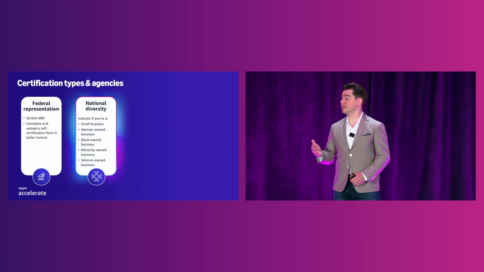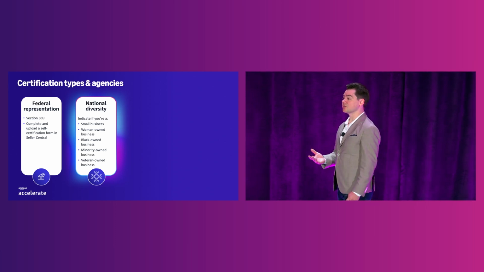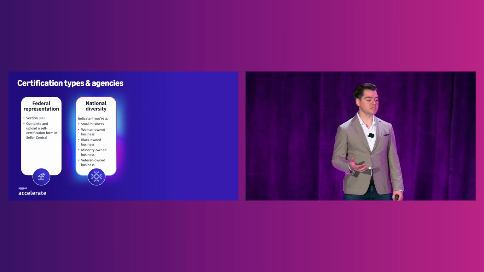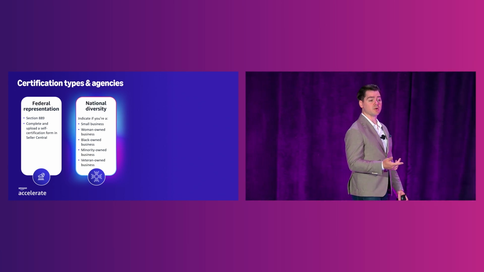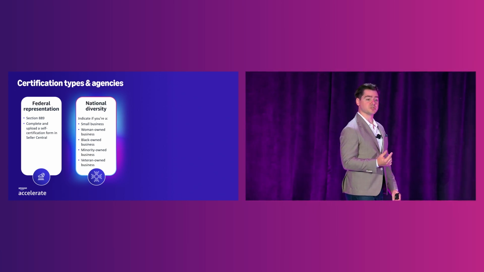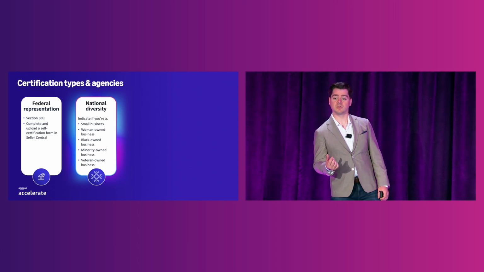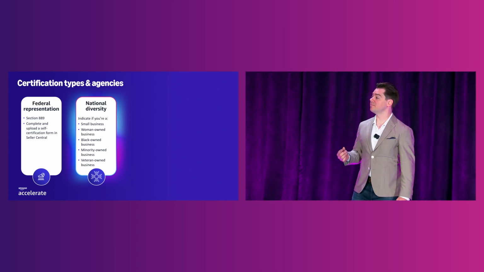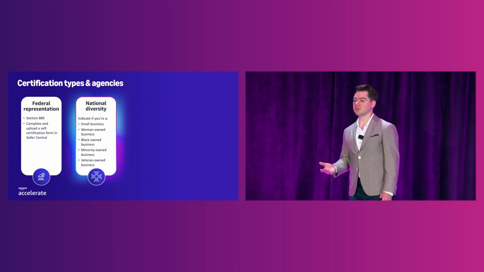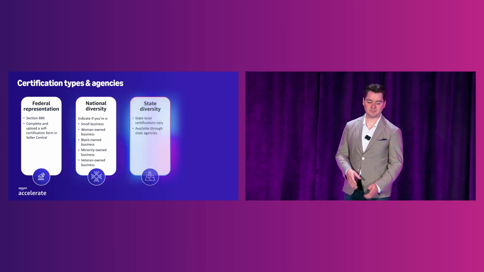You can then take this a step further by getting into national diversity certifications like small business, woman-owned business, black-owned business, minority, veteran-owned, LGBTQ-owned, and more. National diversity certifications do require a certifying agency, but Amazon makes it easy for you. We have a tool called Supplier Gateway that allows you to capture these certifications in minutes. We'll talk about how we look at that in a later slide.